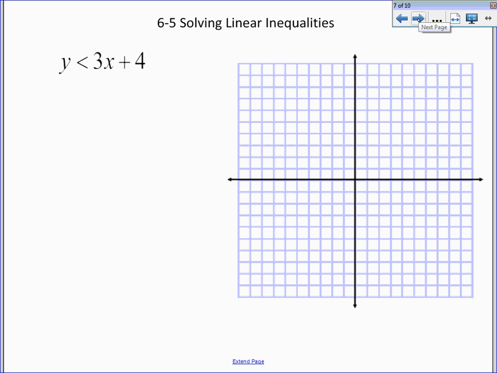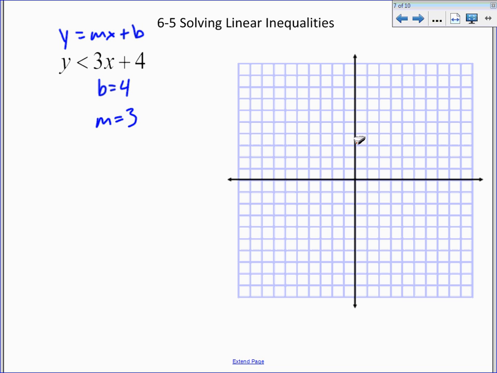So now let's try an example. You're given y is less than 3x plus 4. That's as close to slope-intercept form as possible, so we're going to use that to graph. We know that b is 4 and m is 3 because y equals mx plus b. We can still use this even though it's an inequality. m is going to be 3, b is going to be 4.